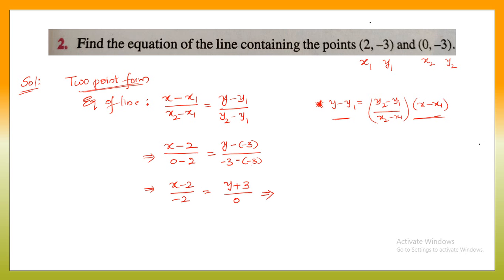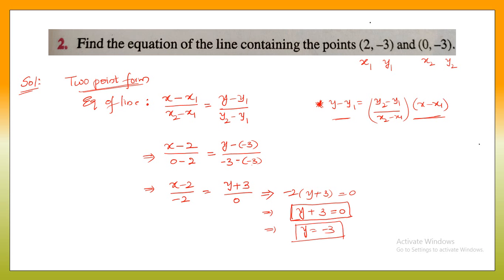When I do cross multiplication, what will happen? This x minus 2 term will become 0. So from this what I am going to get is, it becomes minus 2 times y plus 3 is equal to 0. From this I can write y plus 3 is equal to 0, so y is equal to minus 3. You can write y is equal to minus 3, or you can end with y plus 3 is equal to 0. Both are the same.